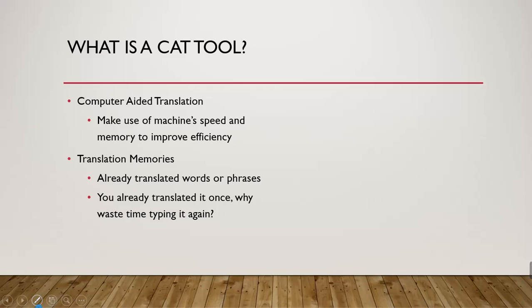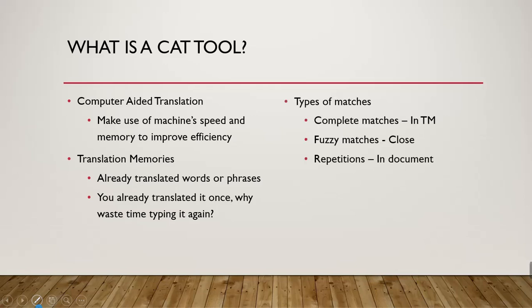So CAT tools, usually the big ones, work with matches. And there are 3 different types of matches. So the first one is a complete match, which is something that you have previously translated in a different document. So for me, there are a lot of things that I translate over again because I'm a medical translator, such as Department of Cardiology, or hospital names, or treatment and therapy, and things like that. So I don't need to waste time translating those over again if I have already done it.